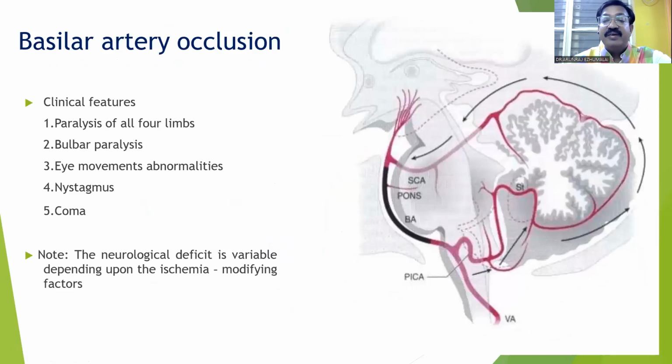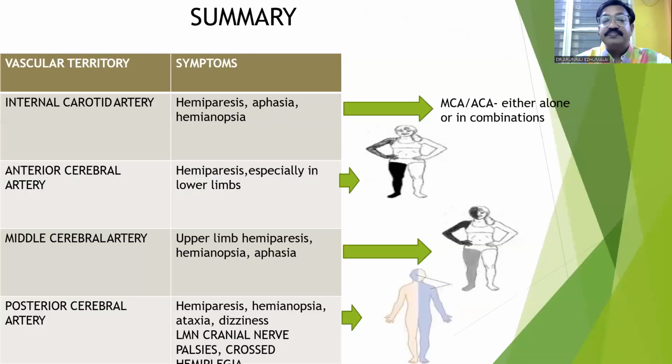The basilar artery divides into two, the right and left PCA. When the basilar artery is involved, the patient will have paralysis of all four limbs, bulbar paralysis, no eye movements, nystagmus will be there, and the patient will be deeply comatose. If there is occlusion of the basilar artery, the patient will have locked-in syndrome-like features: paralysis of all four limbs, bulbar paralysis, and cranial nerve paralysis will be involved.